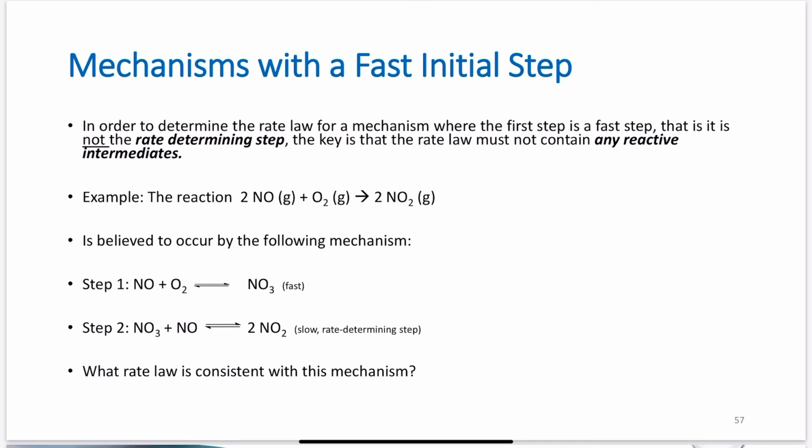From the rate determining step, I would say here, the rate is equal to k, I'm going to call this k2 since it's step 2, times the NO3 concentration times NO. But again, this isn't allowed because I cannot have reactive intermediates in my rate law, and that is definitely a reactive intermediate.